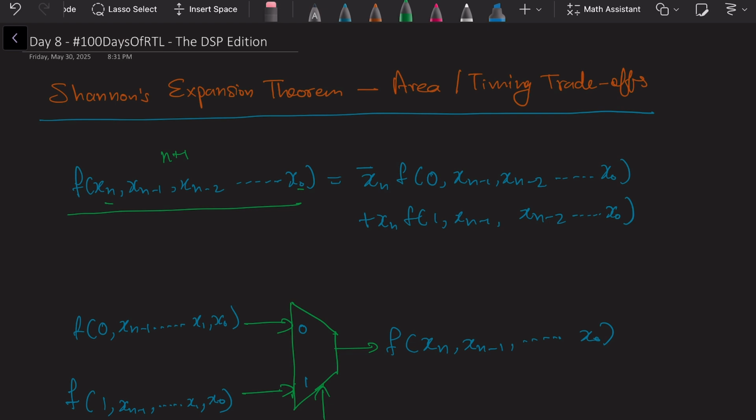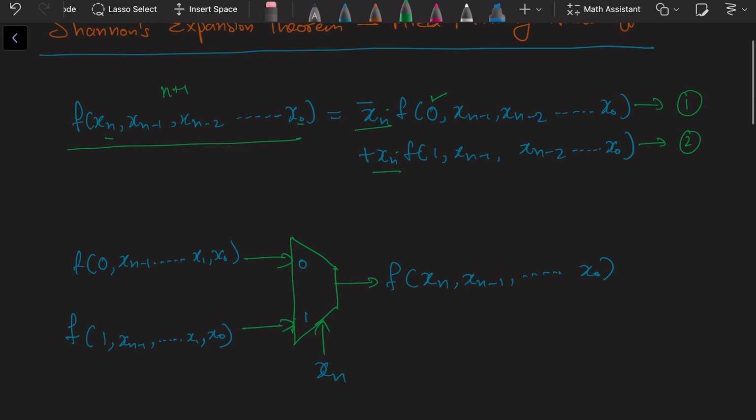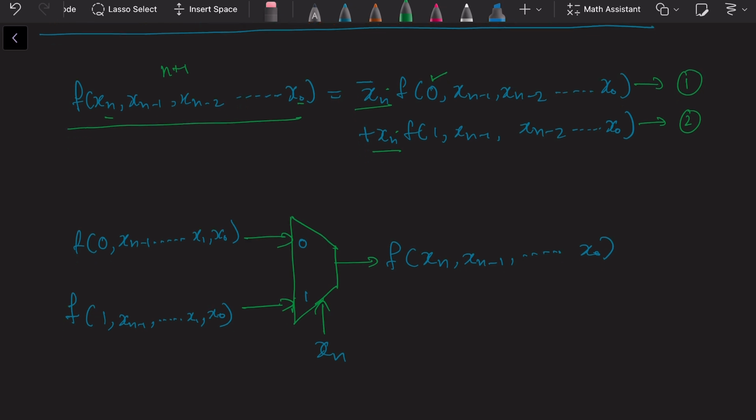into two parts. The first part assumes that xn is 0 and ANDs it with xn bar. The second part assumes that xn is 1 and ANDs it with xn, right? If you really look at the circuit diagram of it, essentially how it looks is you have this mux sitting here in green, and you are giving two inputs into it.